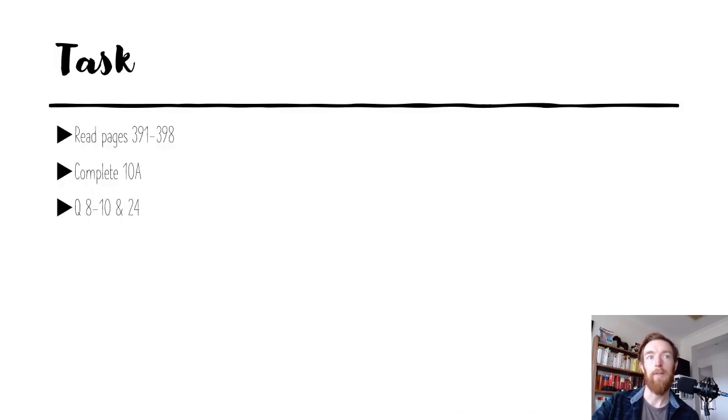So what you're going to do from this: read the pages of your textbook. They'll be useful. They're probably more useful than me. And then complete 10A, questions 8 to 10 and question 24. It's a massive section. We're going to go through more of it at the start of next term, but if you get this done, you probably smash it out pretty quickly. You're done for the term. And then you do not have to think about this subject for quite some time.